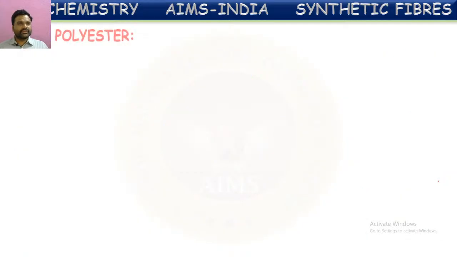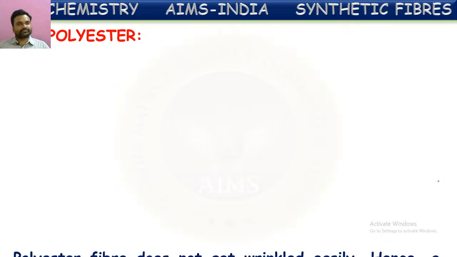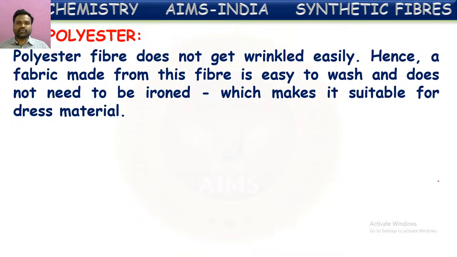So next let us see about one more synthetic fiber, which is called polyester. Polyester fiber does not get wrinkled easily. Wrinkled means getting folds. If we generally use cotton or wool or silk a few times without ironing them, they get folded. But polyester won't get any wrinkles. Even used for a long time, it won't get any wrinkles. Hence, a fabric made from this fiber is easy to wash and does not need to be ironed.